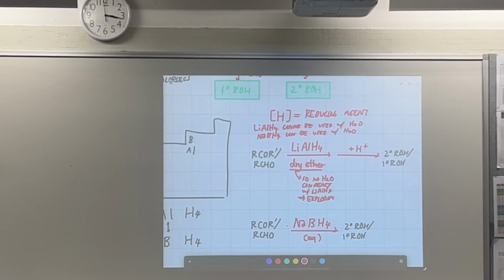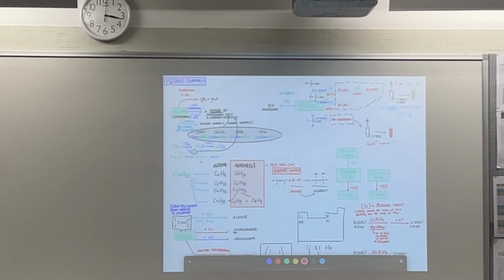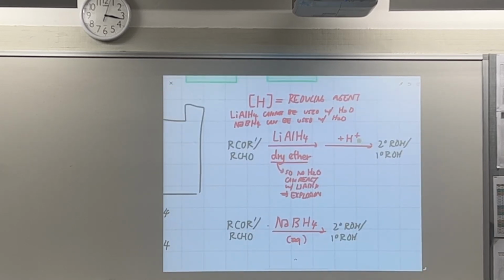Okay, so that's aldehyde and ketone. Make sure you write this down. That's a tiny difference between these. One would be to use LiAlH4 and dry ether, and then this is step 2. So you have 2 steps when you use LiAlH4. When you use NaBH4, there's only 1 step required.